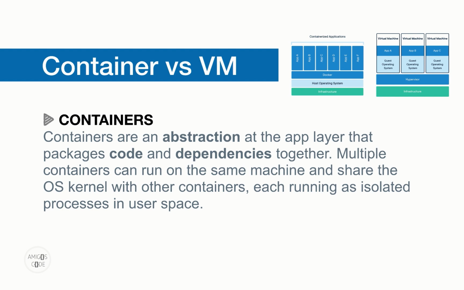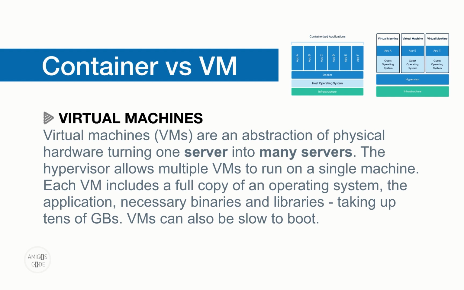In contrast, a virtual machine is an abstraction of physical hardware turning one server into many servers. The hypervisor allows multiple VMs to run on a single machine. Each includes a full copy of an operating system. This is very important, a full copy of an operating system. Also the application, necessary binaries and libraries, taking up tens of gigabytes. And they are also very slow to boot.